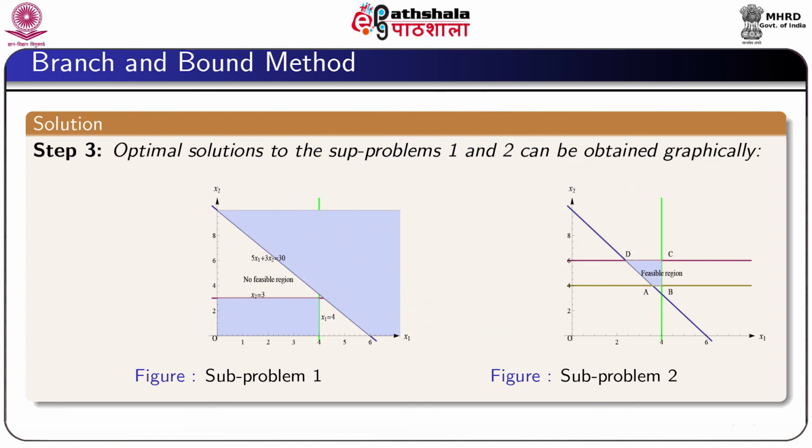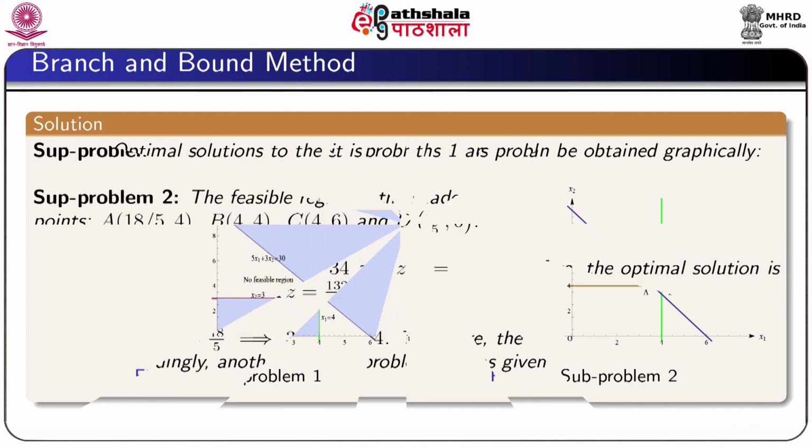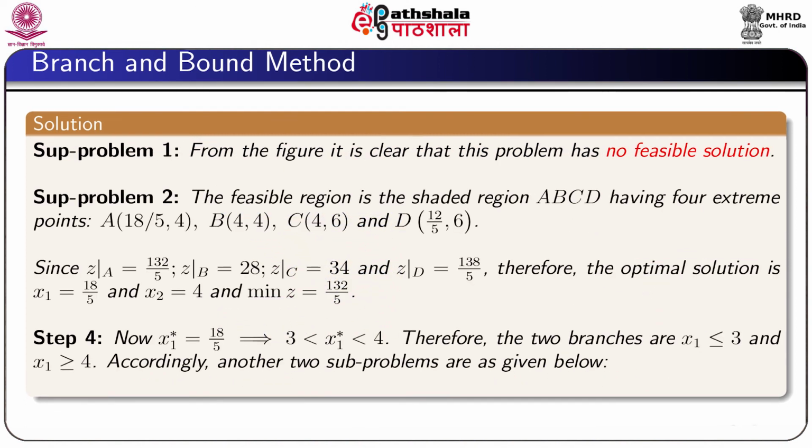for sub problem 2 we have a feasible region, and from the extreme points of the feasible region we find the optimal solution as x1 equal to 18 by 5 and x2 equal to 4, and the corresponding minimum value of z equal to 132 by 5. Here again, since x1 is not an integer, we will proceed further to make a branch.